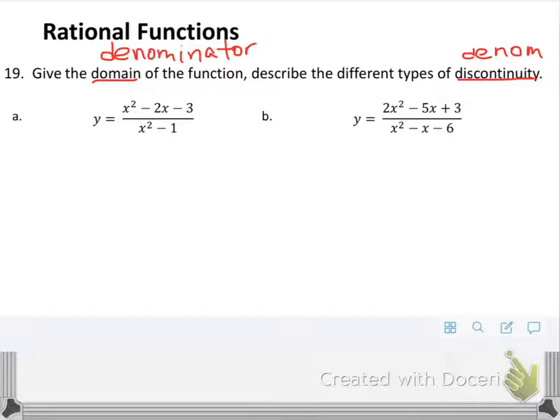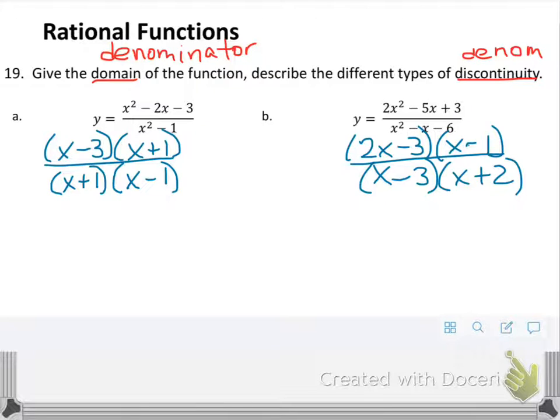A is going to be a little easier to factor. B, because it has that leading coefficient of 2 on the numerator, is going to take a little more thought. But we're going to factor. I'm going to go ahead and factor both of these equations now. All right, so this is what each equation looks like in factored form.